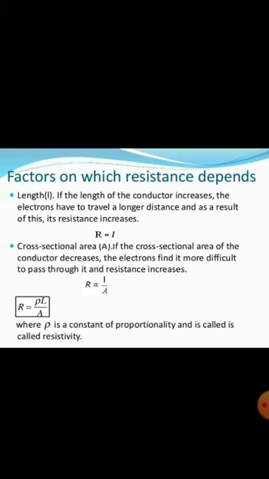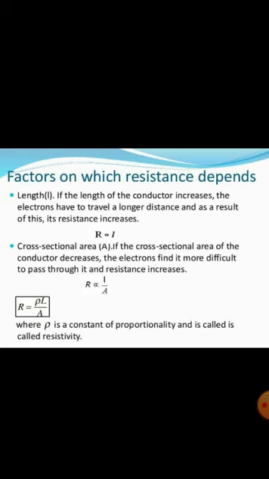Now the second factor, area of cross section. The resistance of a conductor is inversely proportional to the area of cross section of the conductor. So this we can represent as R proportional to 1 by A. Now we have got two equations.